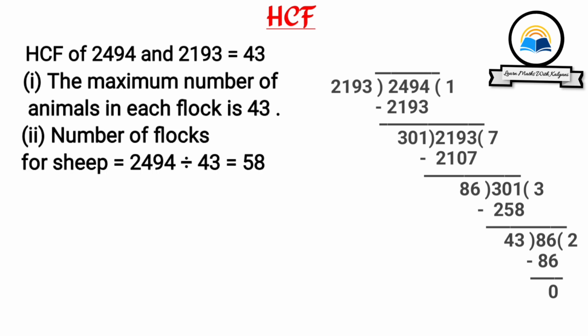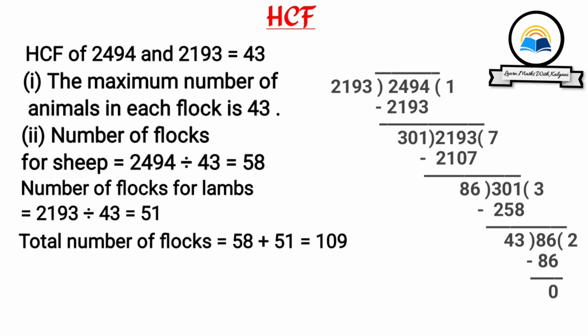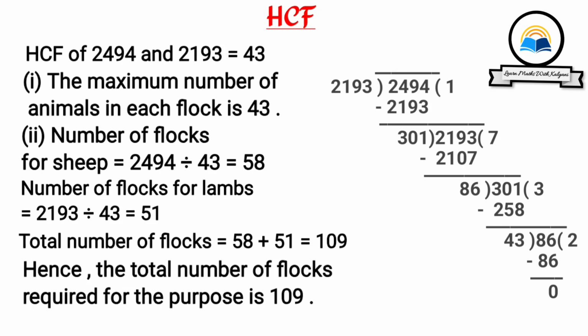Number of flocks for sheep equals 2494 divided by 43 equals 58. So, 58 flocks of sheep are required. Number of flocks for lambs equals 2193 divided by 43 equals 51. So, 51 flocks of lambs are required. Total number of flocks equals 58 plus 51 equals 109. Hence, the total number of flocks required for the purpose is 109.